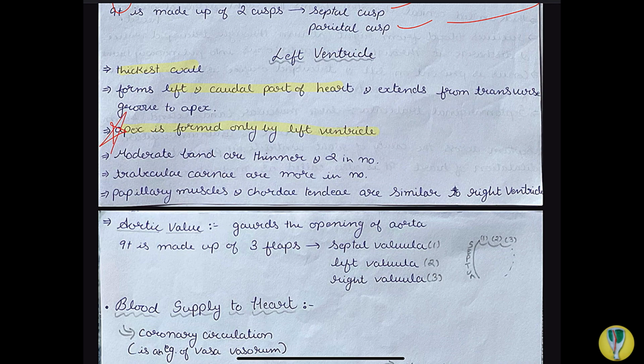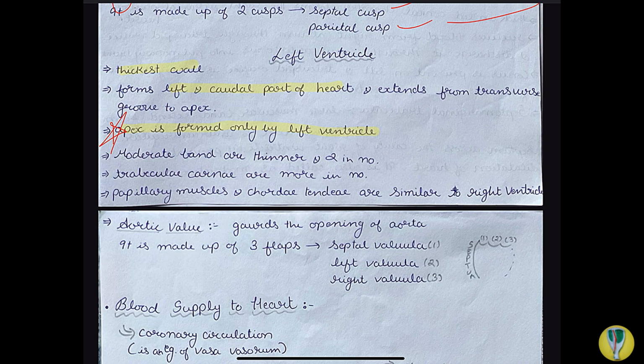Moderator bands are thinner and 2 in number. Trabeculae carneae are more in number. Papillary muscles and chordae tendineae are similar to the right ventricle. Okay, so not much difference. Just moderator bands more than the right side. Okay, so 2 and they are thinner. Trabeculae carneae, they are also more.